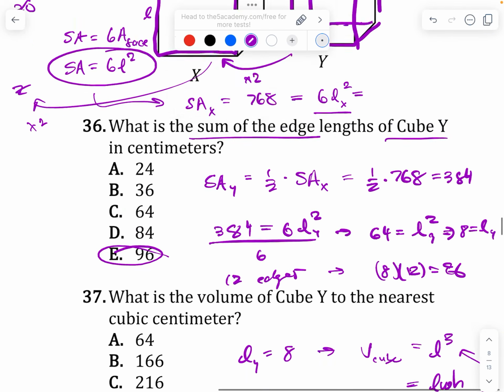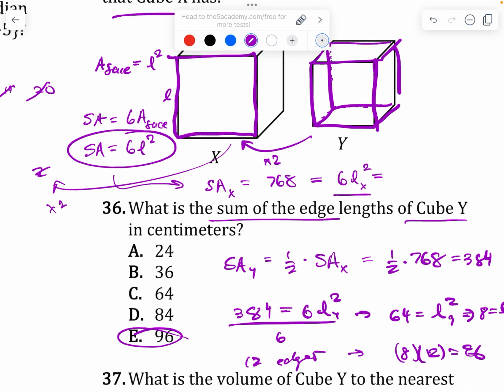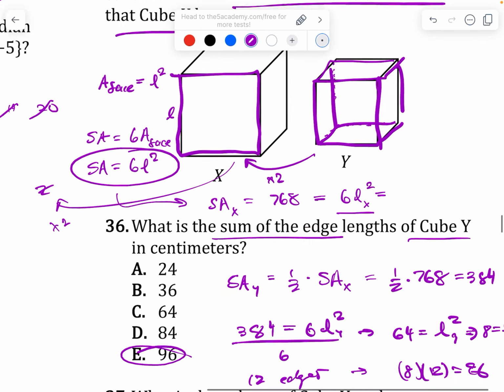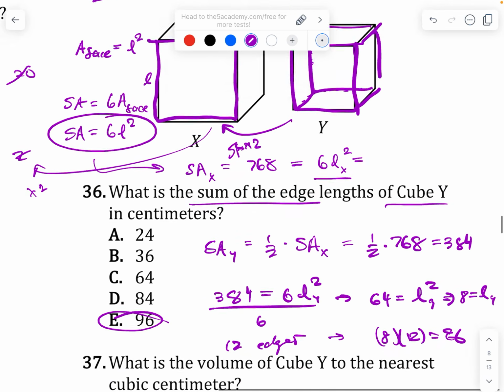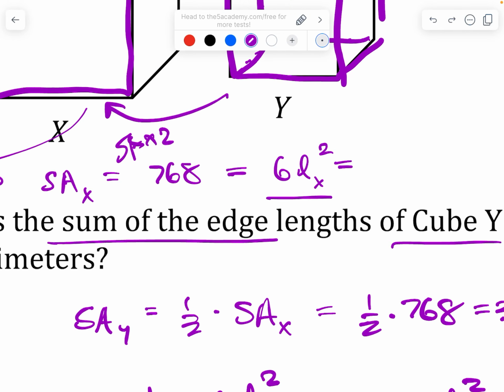So let's just think of what we did to our edge lengths and apply that again. So from y to x, our volume went times 2, surface area went times 2. But what did our edge lengths do? So I want to evaluate for my Lx here to get my edge length of x. So 768 divided by 6 is 128. So 128 is equal to Lx squared. 128 to the half is equal to, so Lx is equal to whatever 128 to the half is, 11.33, 11.31.